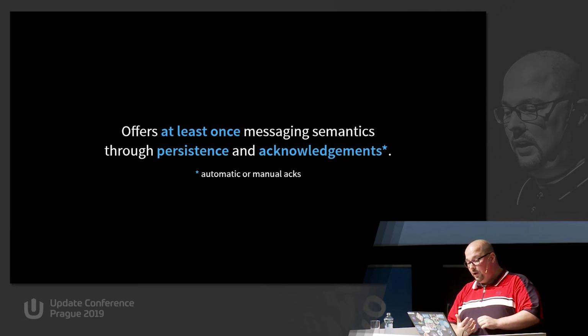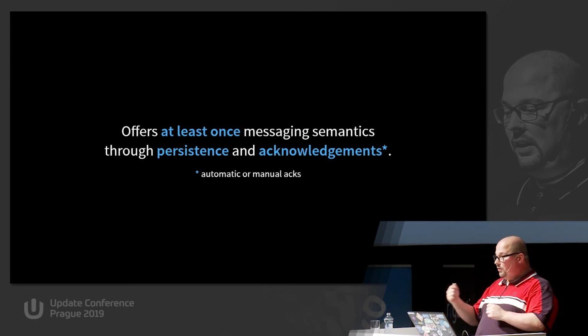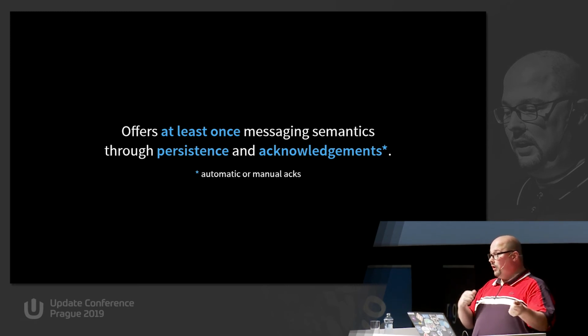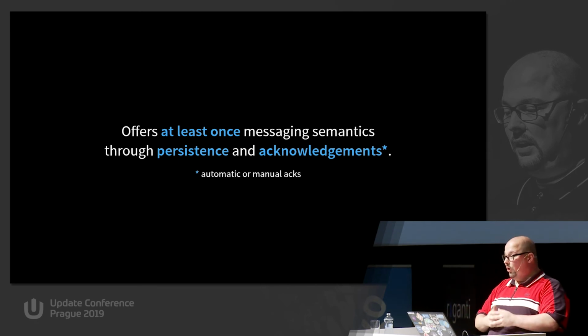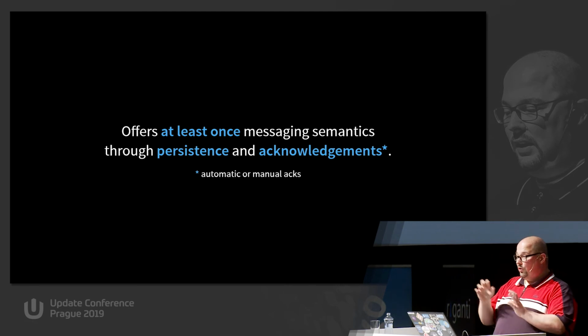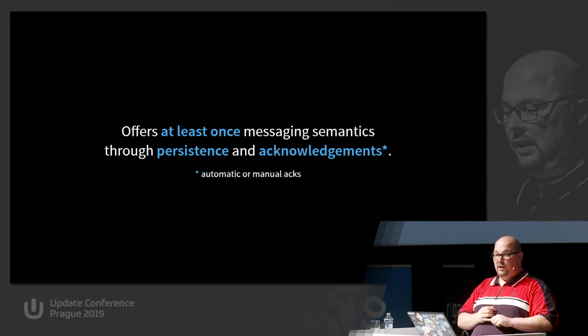So like I said, now you have at least once messaging semantics, because also some acknowledgements are going back and forth. So the NATS streaming server will make sure that if you as a producer send something, you know that the consumer got the message. And you can do that automatically, so you can have the NATS client automatically send acknowledgements, but you can also do it yourself.